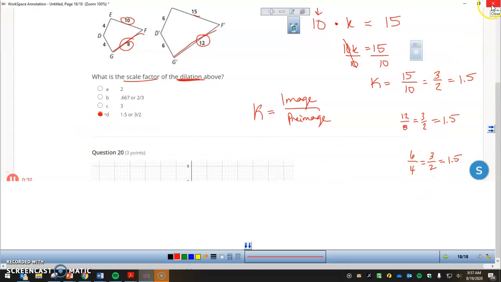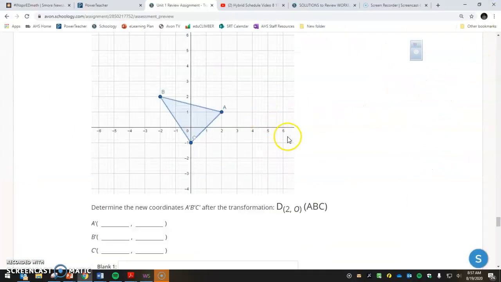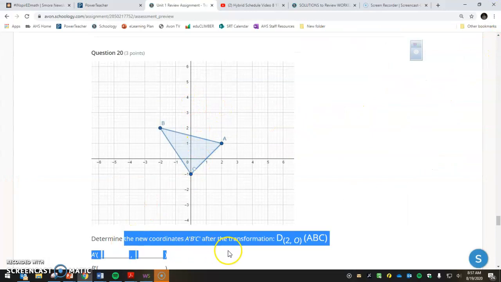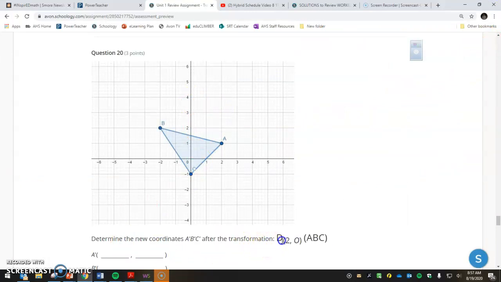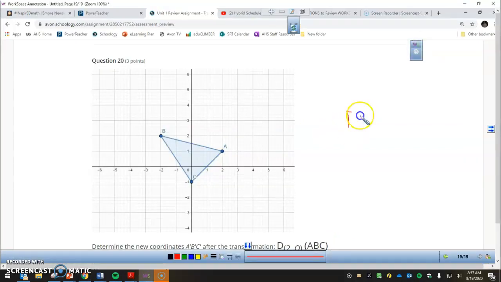All right, question 20. Question 20 says, determine the new coordinates A prime, B prime, C prime after the transformation dilation scale factor of 2 about the origin. So if you watched the dilations unit just recently, you should know that D stands for dilate. We have our scale factor is the first number written here, so our scale factor is 2 here. And then the O, the origin, the C is usually the center of dilation. In this case, it's the origin.